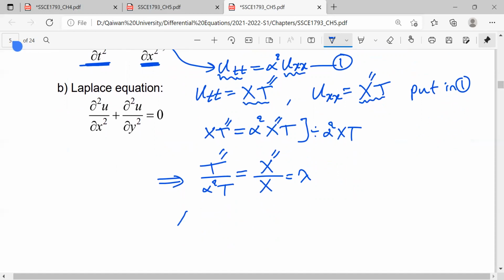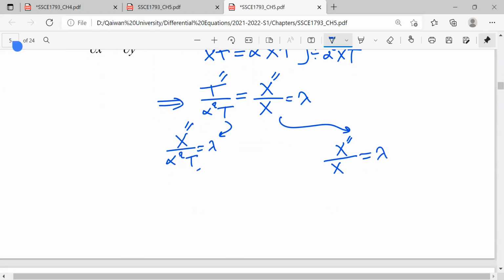For the first one, we say x double prime over alpha squared t equals lambda. And for that one, we say x double prime of x equals lambda. We now multiply this to the right-hand side, and we multiply this to the right-hand side. We get x double prime equals lambda alpha squared t. That's it. We just multiply both sides by alpha squared t.